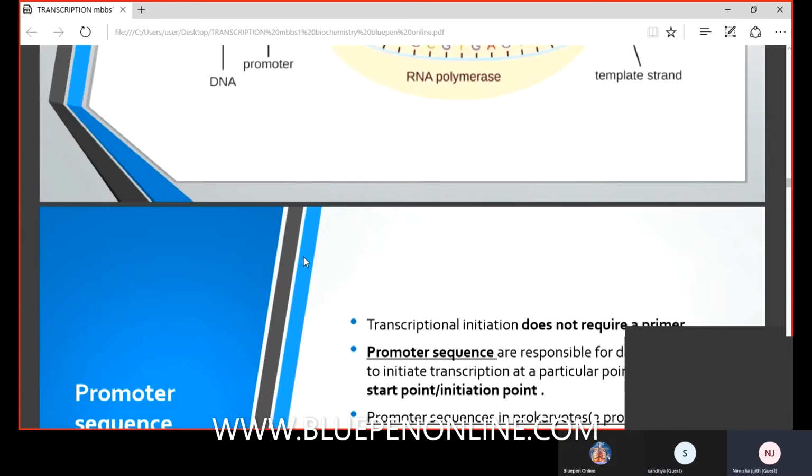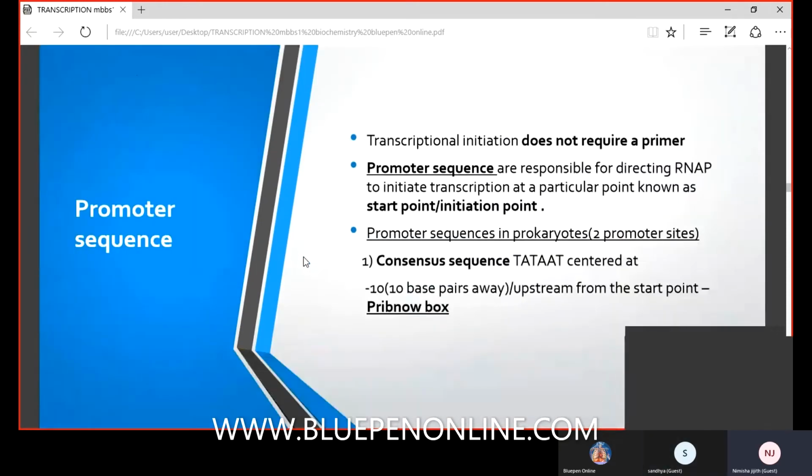Then we discuss it in contrast to replication. In replication, we see the ori C consensus sequence, an adenine-thymine rich region. Remember? That particular site is known as ori. In prokaryotes, there is a single site; in eukaryotes, multiple sites for rapid replication. That is the starting point in replication, and we need a primer. We synthesize the primer with the help of RNA polymerase.